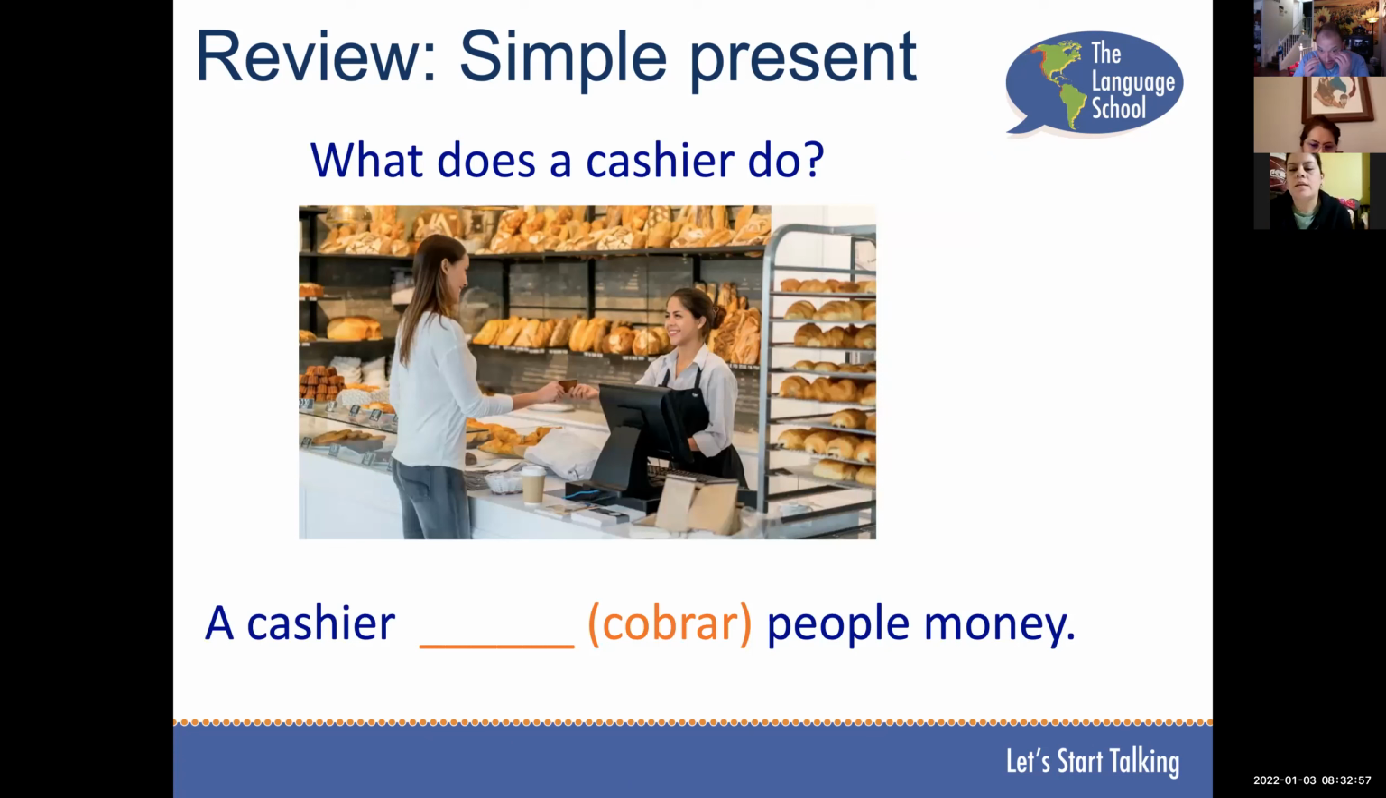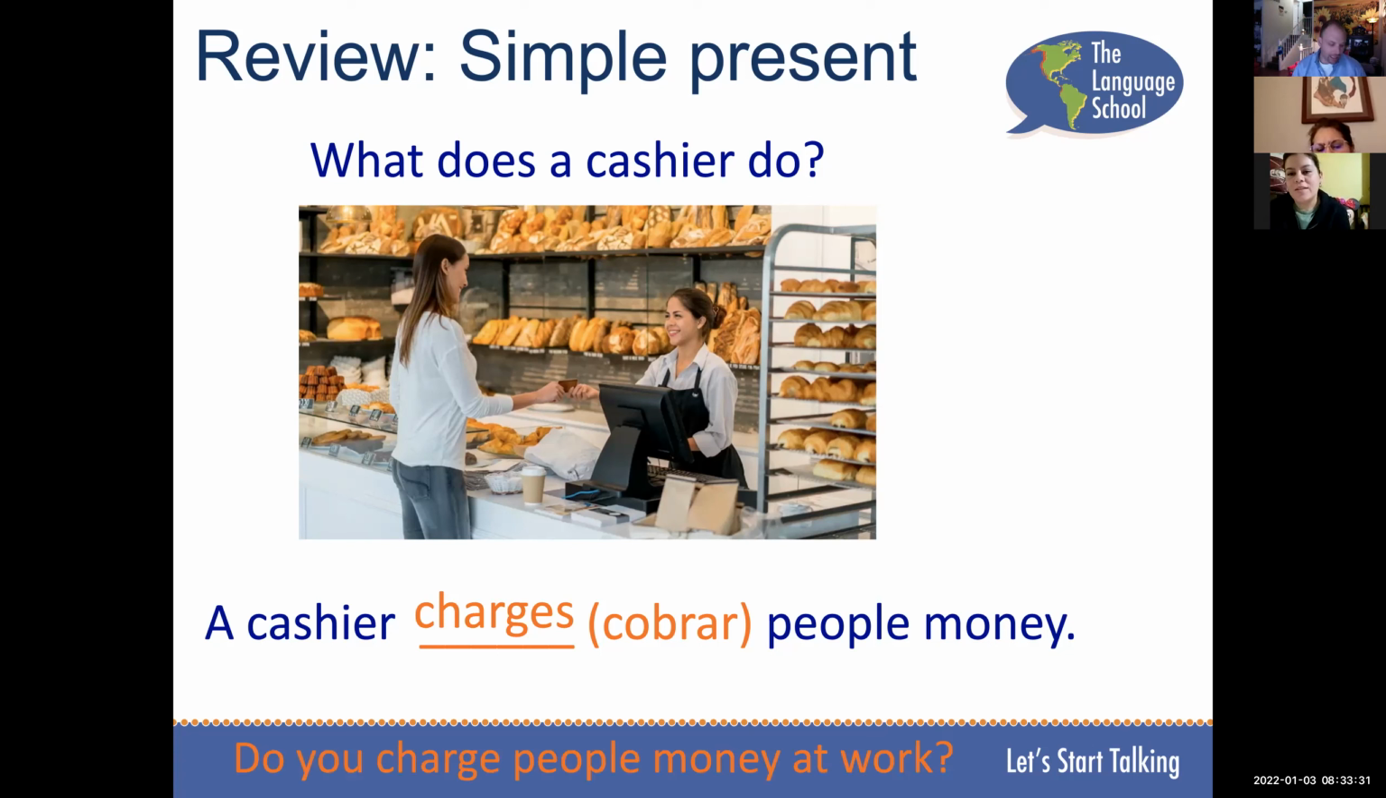What does a cashier do? A cashier, I don't know. How do you say cobrar? Charge. A cashier charge people money. Bueno, tercera persona, ¿qué tiene que hacer? Charges, con la S. Do you charge people money at work, Claudia? Yes, I charge people money.